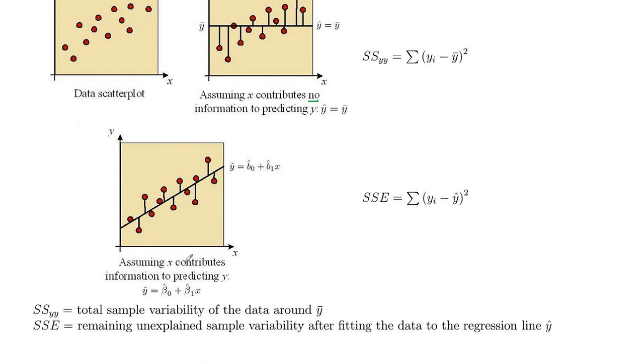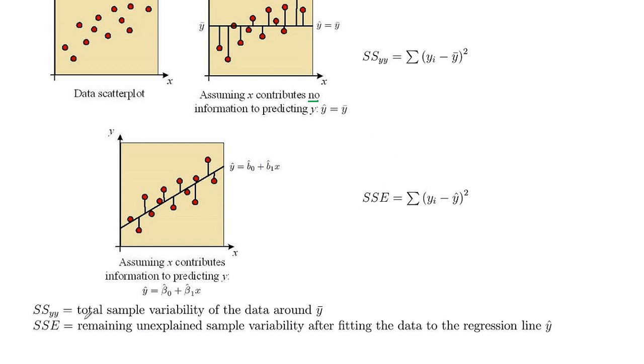So that's the y coordinate of the point minus the mean, which is the y coordinate on this line. So if we assume that X does contribute information, then our y hat is going to be beta 0 hat plus beta 1 hat X. So then we get a line that has a slope that's non-zero. And then our sum of squares of error here, the sum of the squared deviations, is SSE. So we're looking at the difference between using the sum of squares of YY as the total squared error versus SSE.